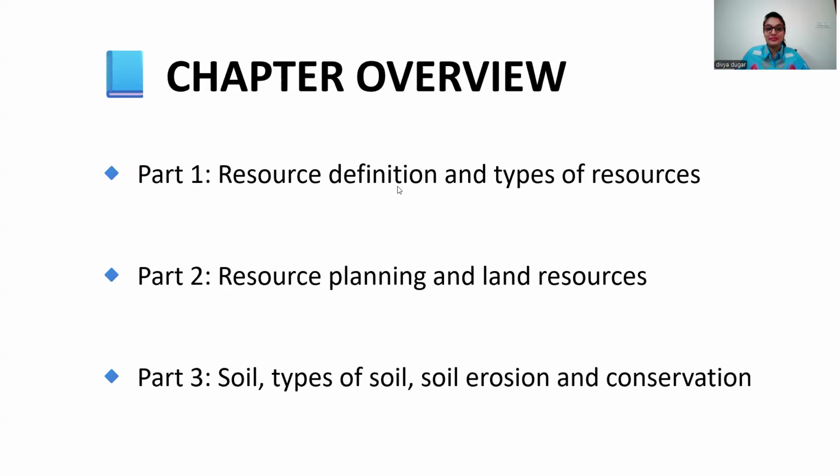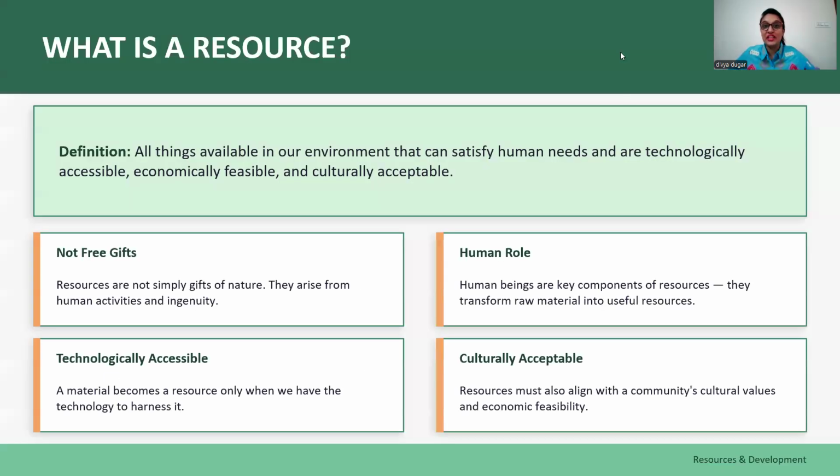Now I'll take you to exactly what a resource is. I'm sharing my screen, children. I hope everyone can see the screen. Now you can see the definition here: all things available in our environment that can satisfy human needs. Children, this is the half definition which I just told you. And that are technologically accessible, economically feasible, and culturally acceptable. These are the keywords added in the definition. You need to understand these 3 keywords.